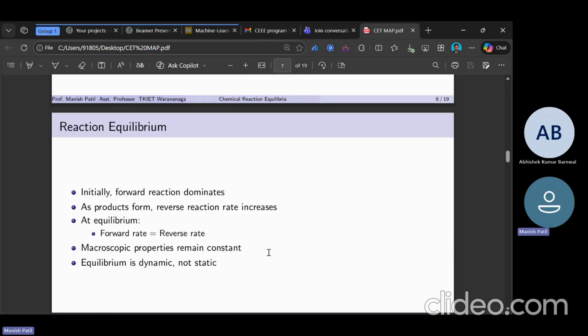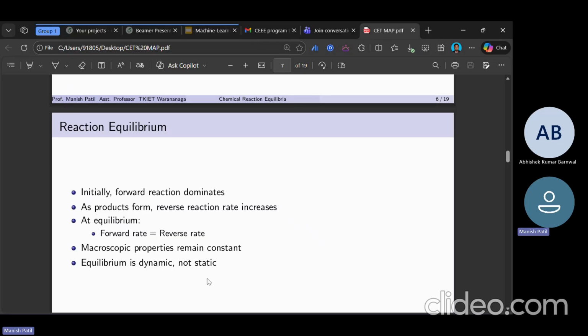Then we are going to discuss reaction equilibrium. At equilibrium, the forward reaction rate is always equal to the reverse reaction rate. So concentration remains constant, but at the microscopic level there is change in molecules. Pressure and temperature also remain constant. Equilibrium is dynamic, not static. Molecular reactions do not stop; only observable macroscopic properties remain constant.